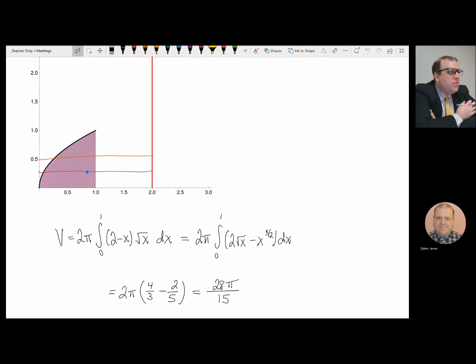You probably could, but you've got to be careful because now your function changes. Your function will no longer be square root of x, so you'd have to change your function as well. You could theoretically do that, yes. Shift it so that your axis of revolution is the y-axis. Yeah, you can do that.